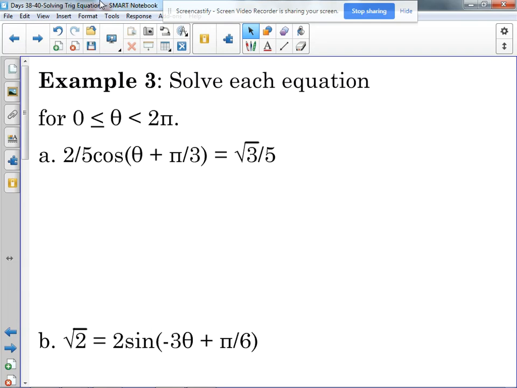But the same original premise applies. We've got to get that trig function by itself. Right now, the problem is it's being multiplied by 2 over 5. So to take care of that, we will multiply both sides by the reciprocal, 5 over 2. 5 over 2 times 2 over 5 is 1. That's the whole point in doing it.